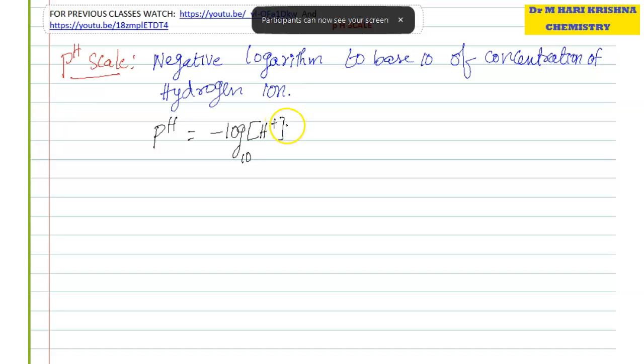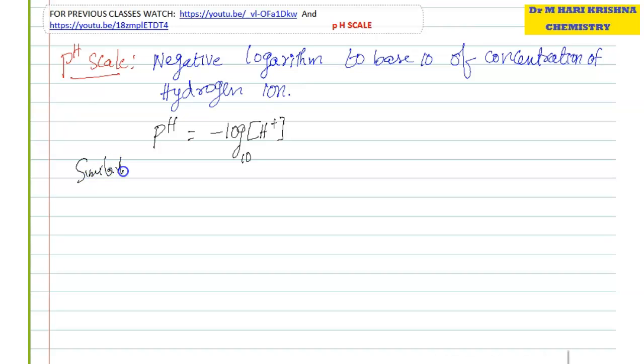This bracket is known as concentration of H plus. So pH equal to negative logarithmic value of concentration of H plus. Here H means concentration of H plus. In case of OH, we can use concentration of OH minus. Similarly, pOH equal to negative logarithmic value of concentration of OH minus. Here the square bracket indicates concentration.